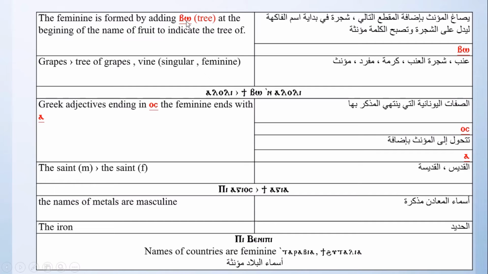We have the word vo, which means a tree. We add it before nouns of fruits, names of fruits, to indicate the tree of it. For example, aloli means grapes. Tiavo and aloli means vine.